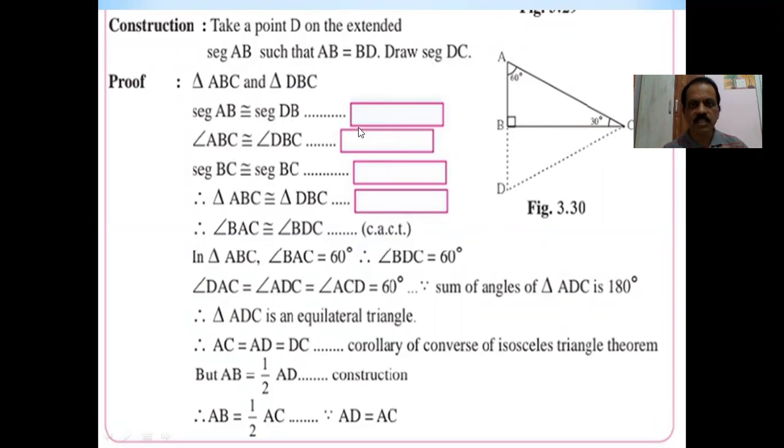Now the angle ABC. Look here, angle ABC is congruent to the angle DBC because this is the 90 degree. Here this angle will also be 90 degree because these are forming a linear pair and each one of the angles is 90 degree. So that remaining angle is also 90 degree. So that each angle is 90 degree. We write in this second box. Now look here, segment BC is congruent to segment BC.